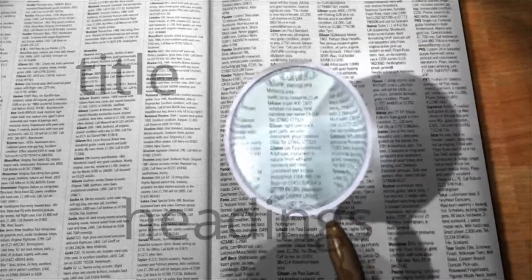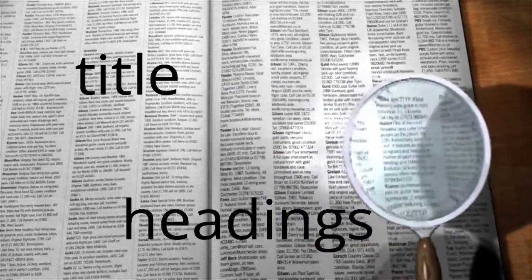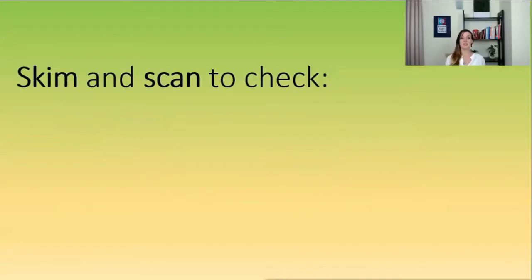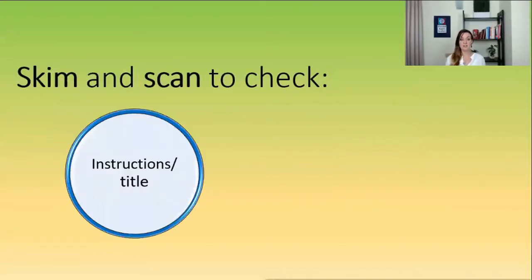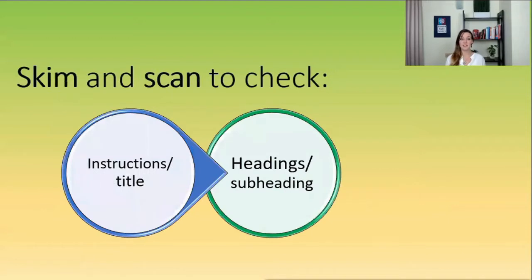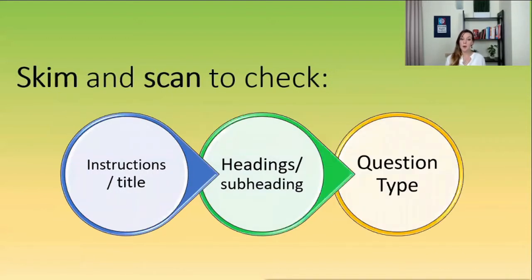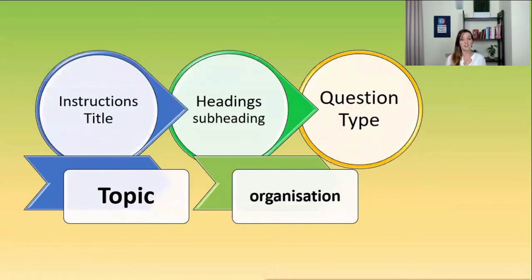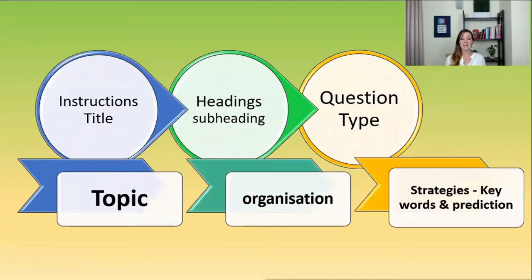Skimming and scanning is when we search for clues in things like the title and the headings. We skim and scan the text to check the instructions and title, the headings and subheadings, and also the question type. But what can we find from this information? Well, we can find out the topic, we can also find organisation of the listening, and we can think about the strategies that we're going to use.